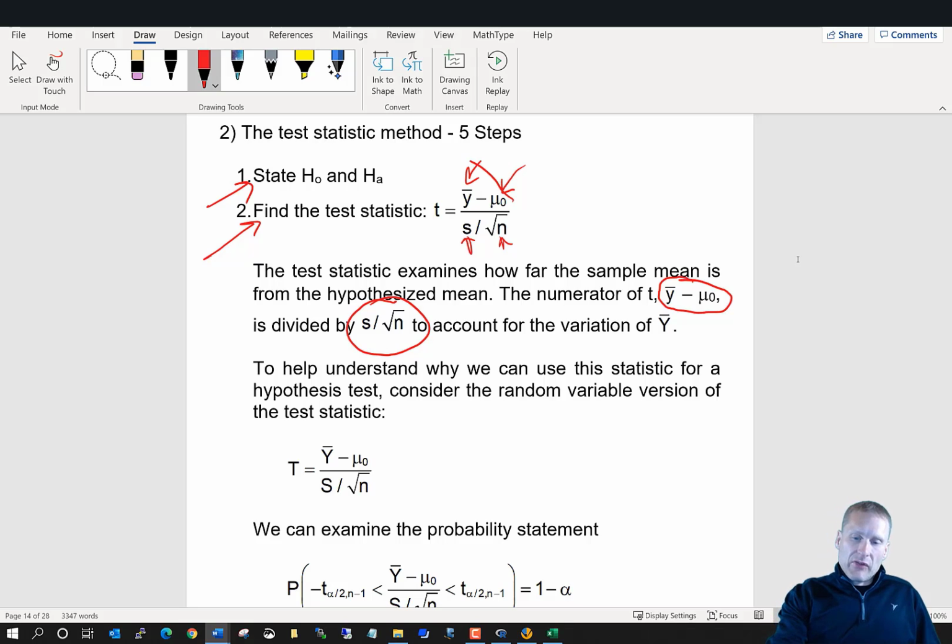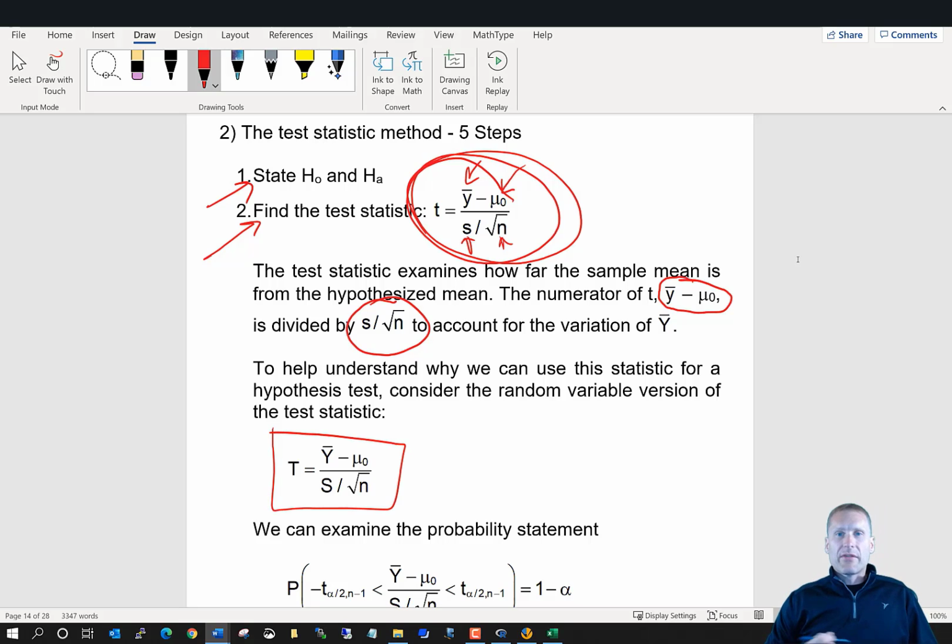Now, this thing is called the test statistic. This should look very similar to what we have seen previously. We work with random variables, the capital T, a capital Y bar, capital S. The key is that now we are putting in the hypothesized value of mu0, in other words, what was in the null hypothesis.